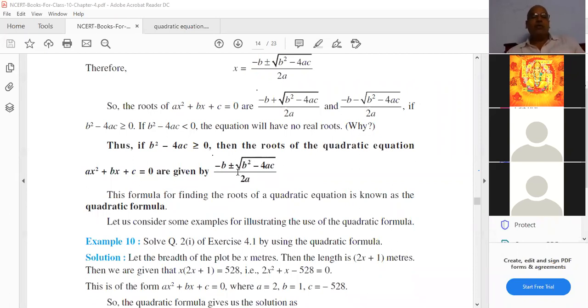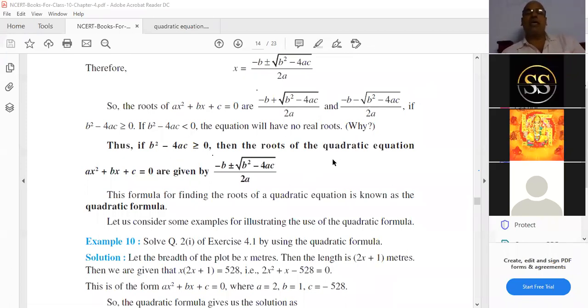In this root, b square minus 4ac is called the discriminant of the equation, discriminant D. Using this b square minus 4ac, we can say whether real roots exist, real roots do not exist, or real roots exist but are distinct, or roots are equal. There are three conditions, and they depend upon this value, b square minus 4ac.